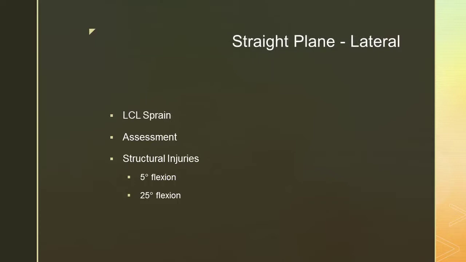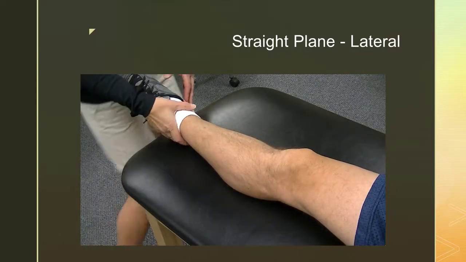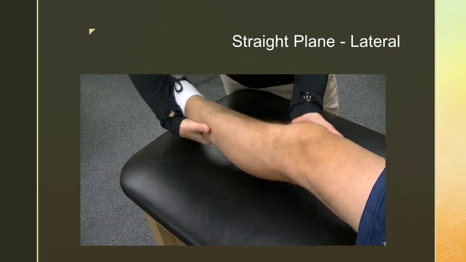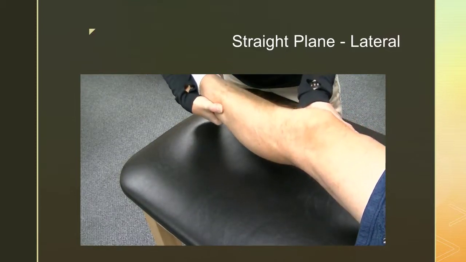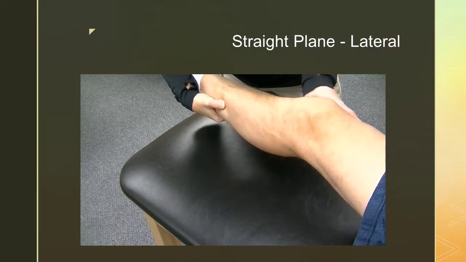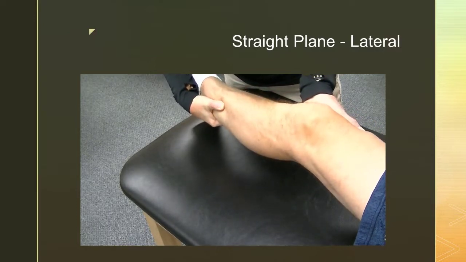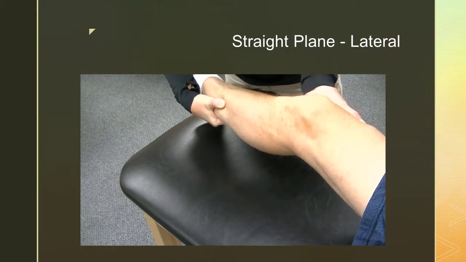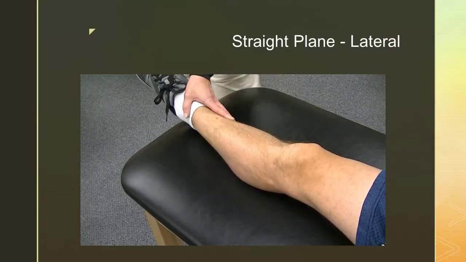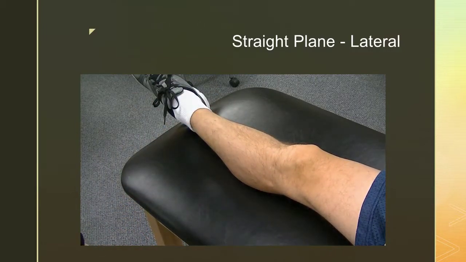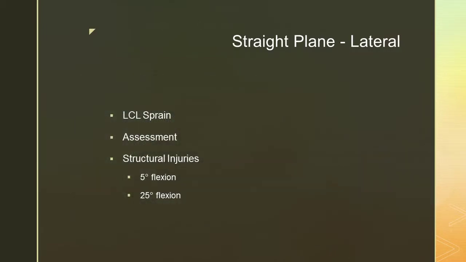For lateral plane injuries, we're looking at the LCL sprain. It will be assessed with a varus stress test at those same degrees as we did with the MCL, 5 degrees and 25 degrees of flexion. At 5 degrees of flexion, we're looking at structural injuries to the LCL, the iliotibial band, biceps femoris, lateral joint capsule, and the arcuate complex. At 25 degrees of flexion, the LCL has been isolated.